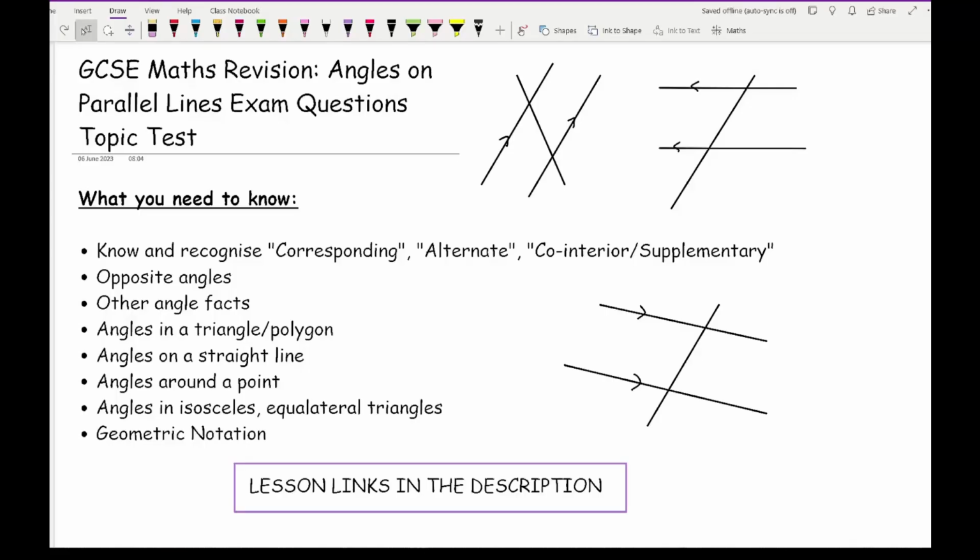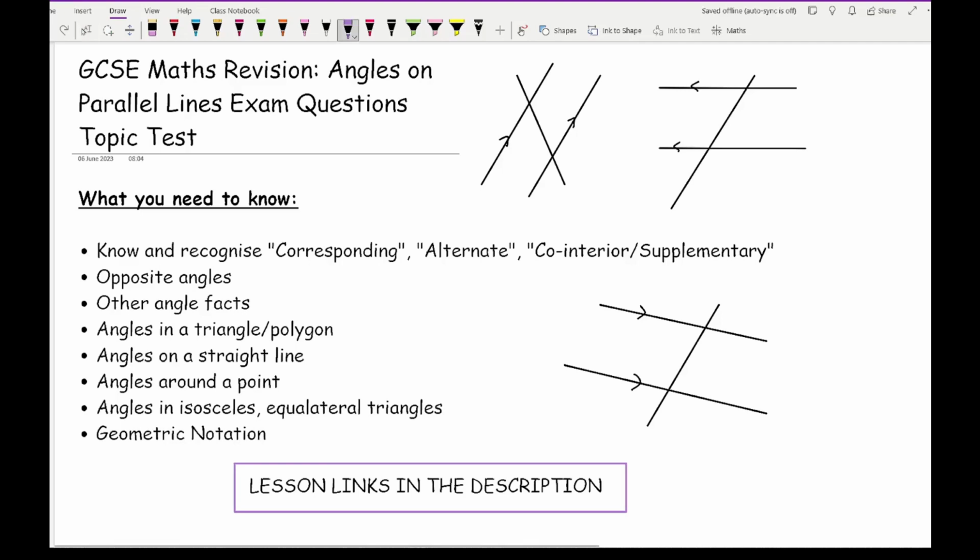Now before we get started, let's just have a quick overview over what it is you need to revise and know before tackling questions on angles on parallel lines. In terms of what you need to know, the obvious one is knowing what corresponding, alternate, co-interior and supplementary angles are, and also being able to quote them when you see them.